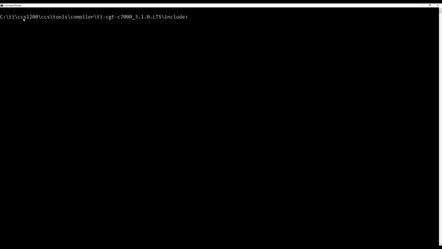If you're running CCS, as I suspect many of you are, and you're running some variant of CCS 12, then it'll be located in TI/CCS 12.00, and then so on and so forth until you get to the directory for the compiler, in this case version 3.1.0.lts, and then /include is where all the header files are located, including c7x.h. In the command history of this window, I've already got the commands I want to run for this little segment, so that's why you'll see me just cursoring up and down and not typing.